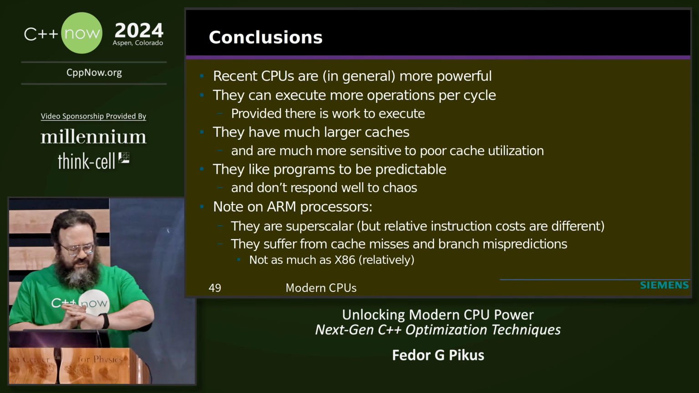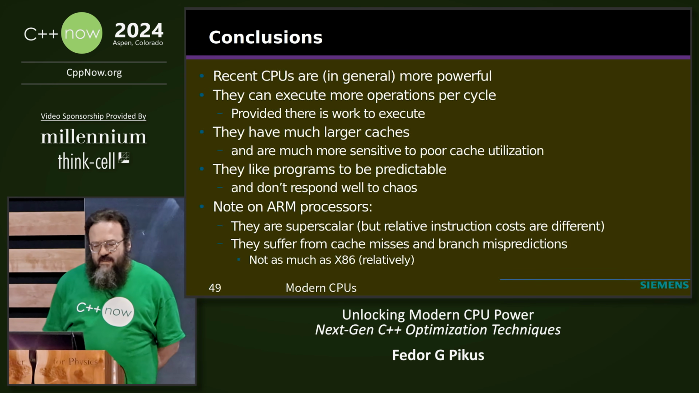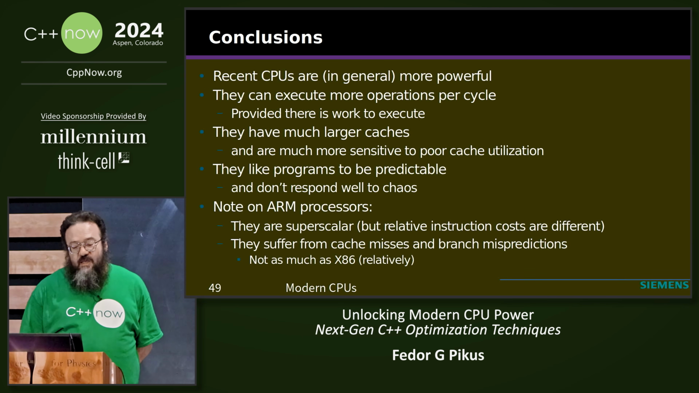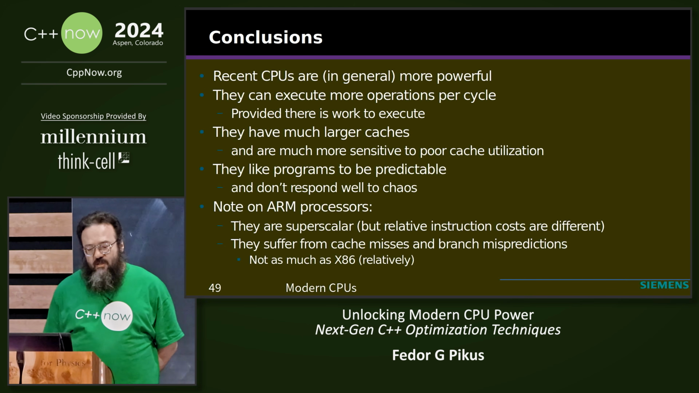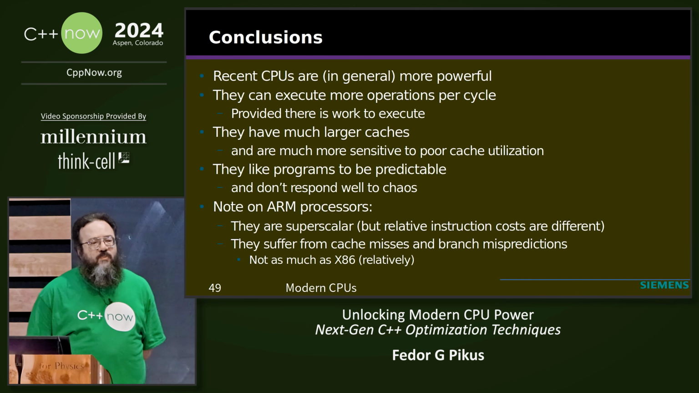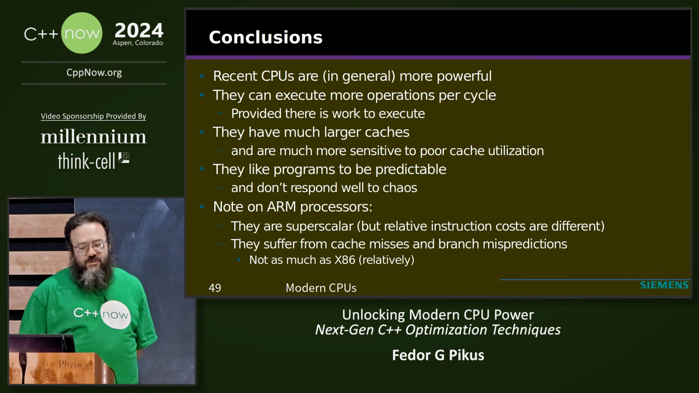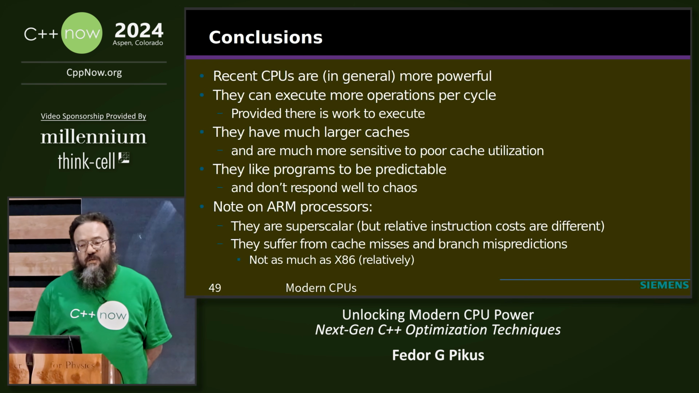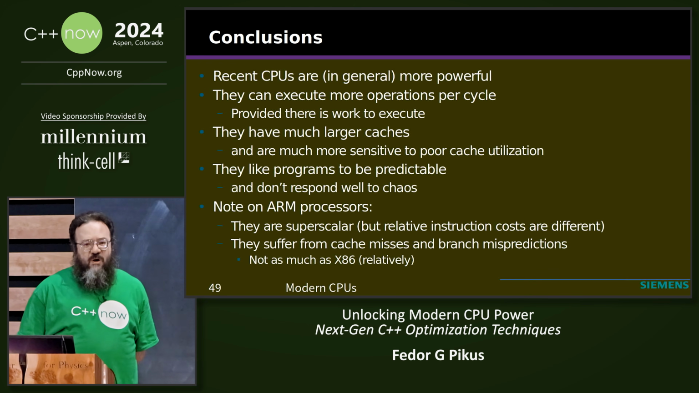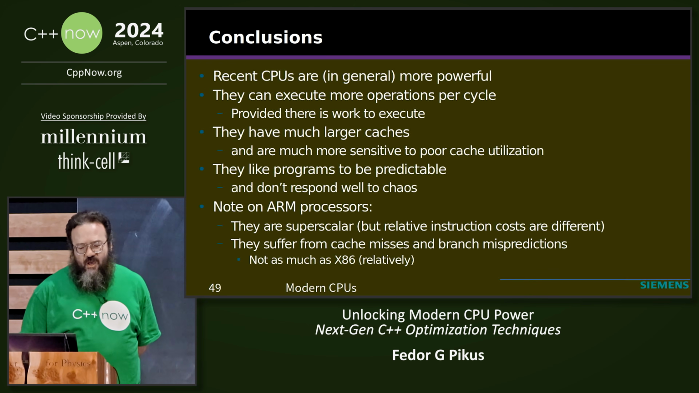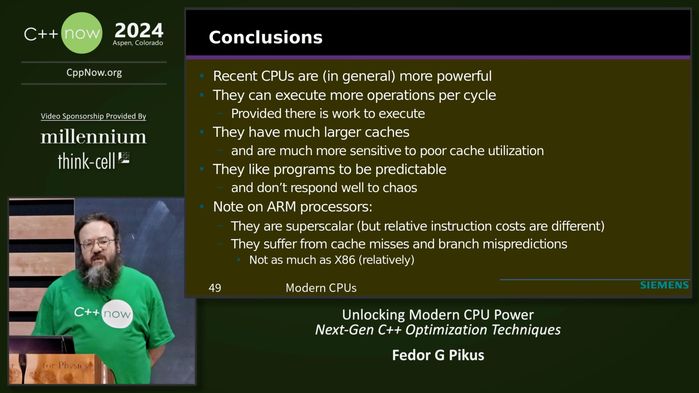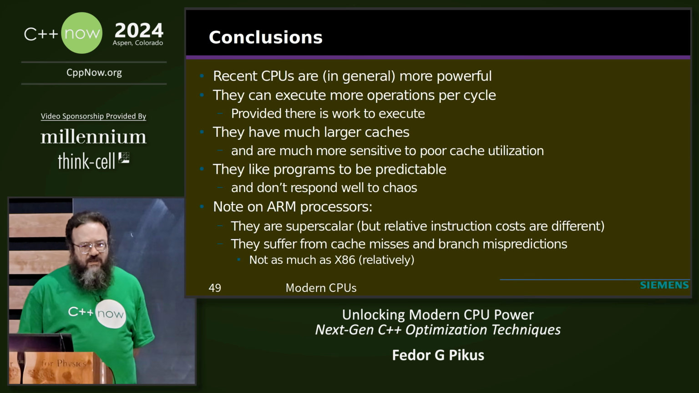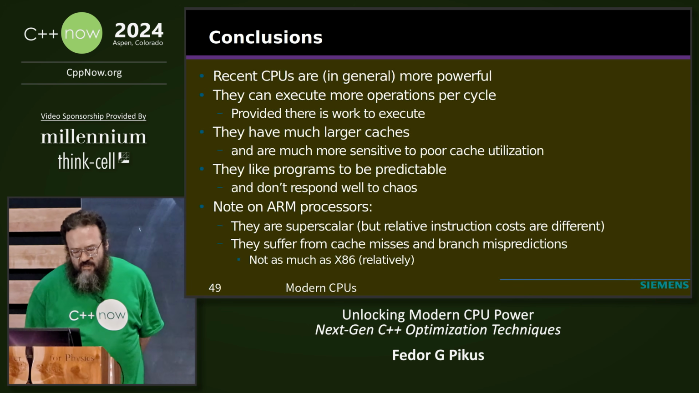Okay, so this is the first part. The CPUs are, in general, more powerful if you can use that power. They can do a lot more operations per cycle if you have the operations to execute. They have much larger caches, and as a result, take a much bigger hit if you cripple those caches. They have much longer pipelines, and as a result, take a much bigger hit if you cripple those pipelines.